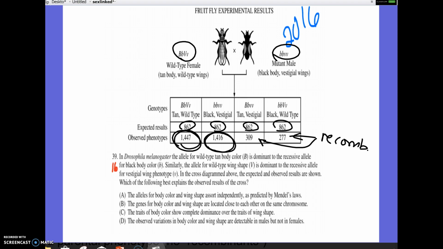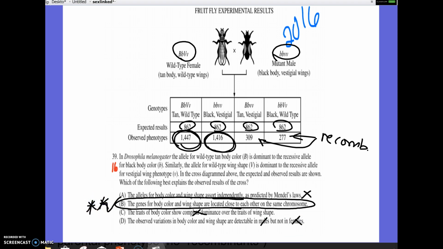So let's see. They sort independently? No. That would mean they're on different chromosomes. They're located close to each other on the same chromosome. There it is. This one, dominance, and this one talks about males and females, and there's nothing even about males and females here. So there it is, linked.